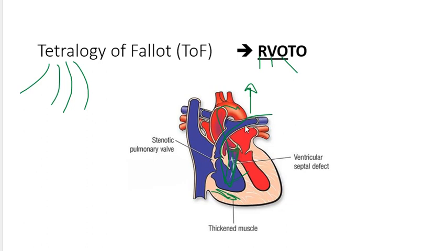And these are called TET spells, okay? TET spells is basically tetralogy spells, a spell of cyanosis which is aggravated by various reasons, crying, some forms of exertion, etc., will trigger this TET spell, and they squat to fix it.